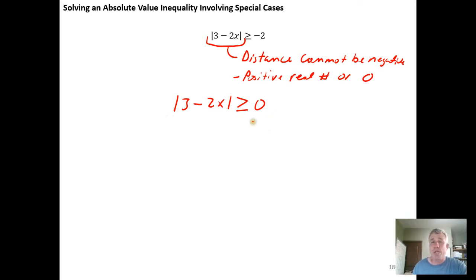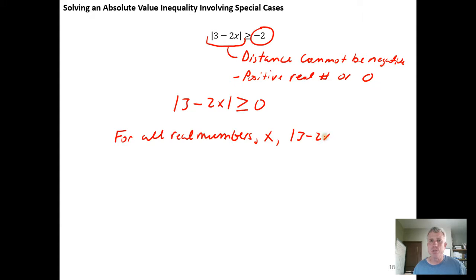For all real numbers x, it doesn't matter what you put in here, this thing can't give you a negative output. So because this output can never be negative, the output will always be bigger than negative 2 no matter what we choose for x. So the idea is we'd say something like this. We'd say for all real numbers x, we know that the absolute value of 3 minus 2x is always going to be greater than or equal to 0.